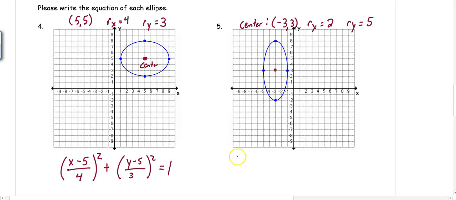So when I write my equation, I would have x plus 3. Remember, your equation always needs the opposite sign. Over 2 squared plus y minus 3 over 5 squared equals 1.